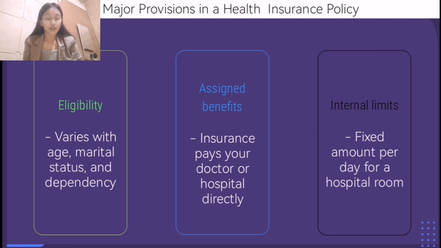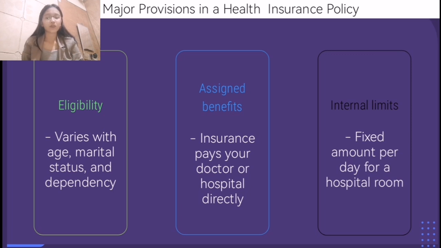And next, the assigned benefits. Some policies provide reimbursement of your payment when you turn in your bills and claims form. Now, assigning benefits lets your insurer make direct payment to your doctor or hospital. And the other one is the internal limits. This provision outlines the policy that has internal limits. So if the policy has internal limits, they set a specific limit of repayment for certain services.